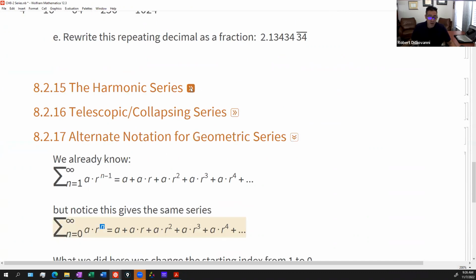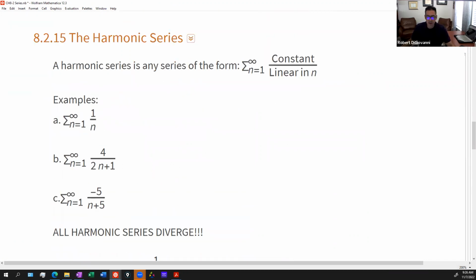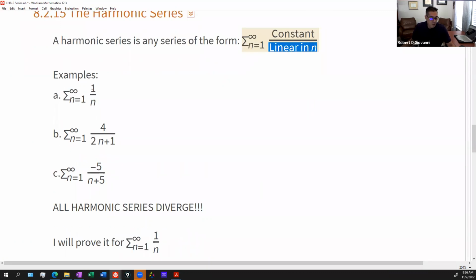So we're now gonna talk about something called the harmonic series. And a harmonic series is any series where when you take the sum, what you have in the numerator is a constant, so a number. And then the denominator, you have some linear expression in the variable n. So I gave you three examples right here. Just notice on all of these, you have a constant on top. N to the first power is linear, right? Four on the top, 2n plus 1, that's a linear expression in n. Negative 5, that's a constant on top, linear expression on the bottom in n.